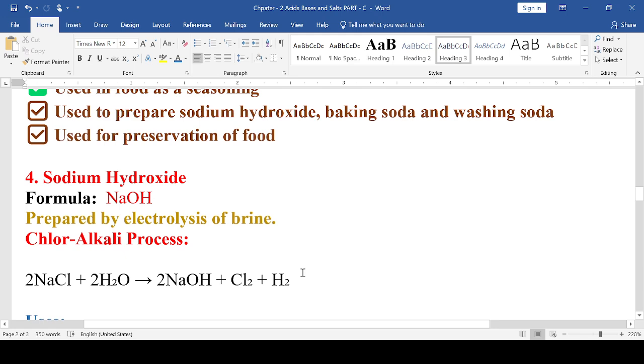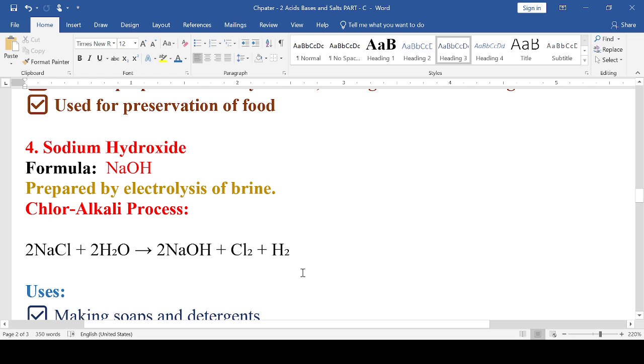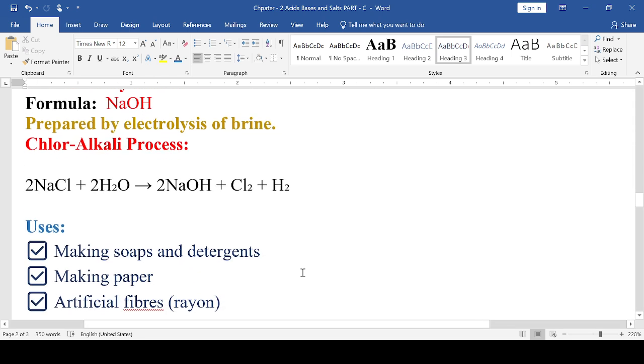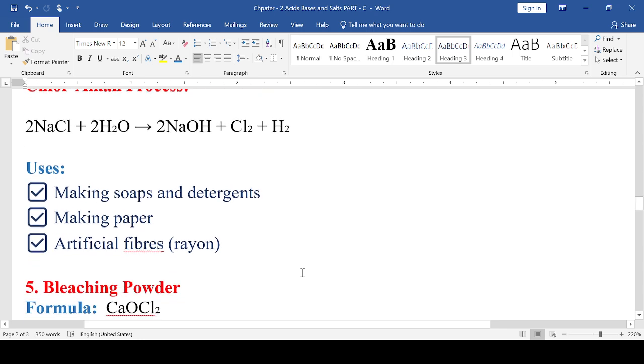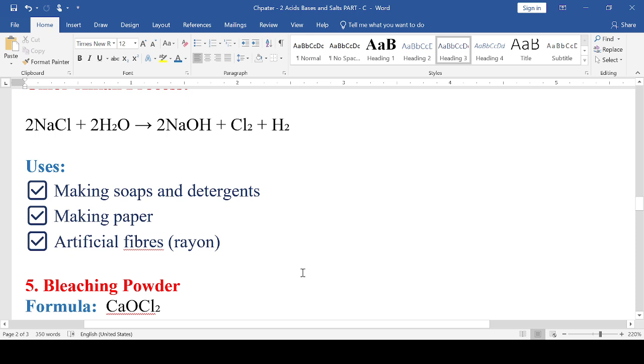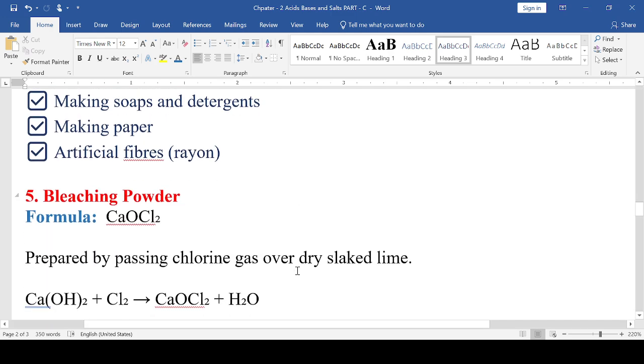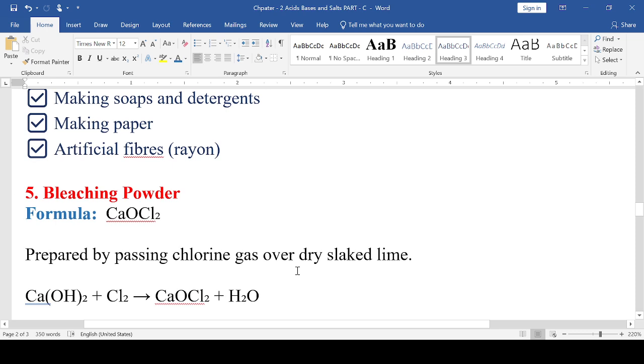Next comes sodium hydroxide. The formula is NaOH, and it is prepared by electrolysis of brine, the chlor-alkali process. 2 NaCl plus 2 H2O gives 2 NaOH plus Cl2 plus H2. What are the uses? It is used in making soaps and detergents, paper, and artificial fibers, that is rayon.